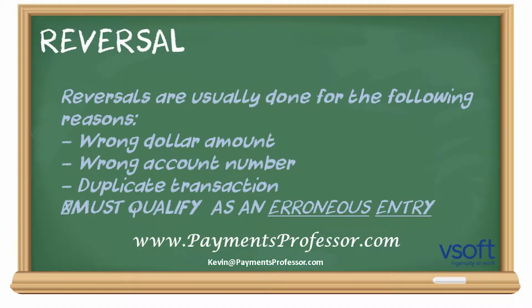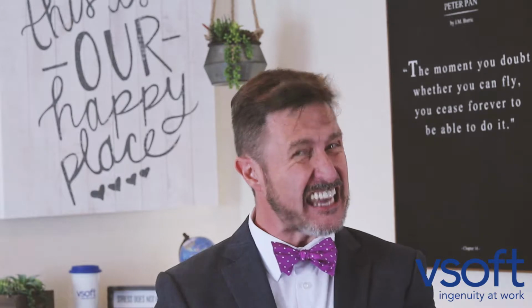For a reversal to work, it's got to be what we call an erroneous entry. Now, what's an erroneous entry? An erroneous entry is really something that was sent incorrectly, something that was sent by mistake. It's not something that you intended to send and then decided later, oh, I didn't want to do that, like say an accidental payroll. You intended to send it. You shouldn't have, but you intended to send it. So it's got to be an erroneous entry, all right?